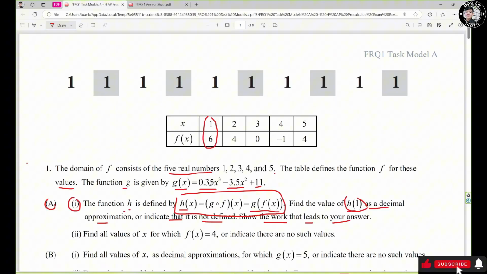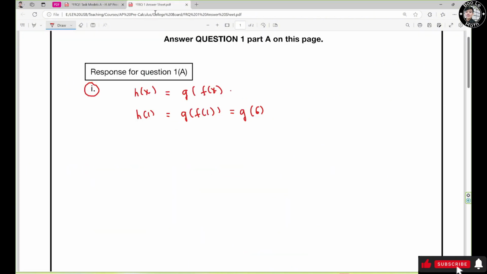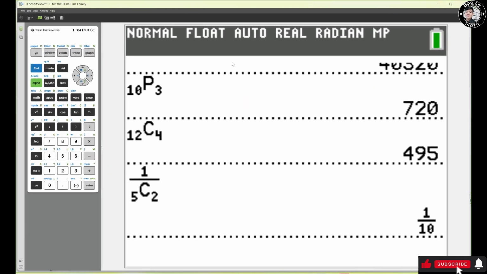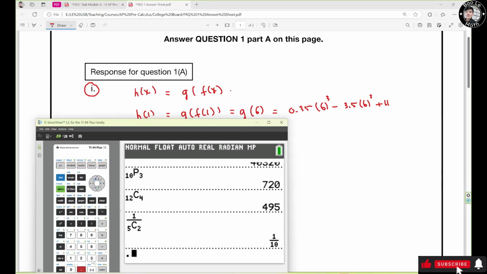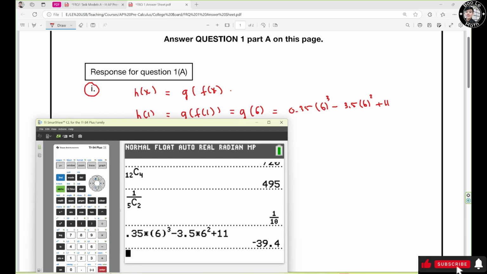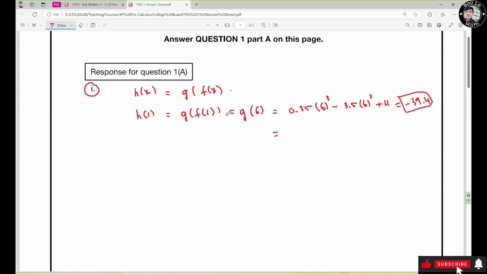Now you look at the function g right here. G of 6, it could be this function right here, right? So you're going to copy this one over here. So it's going to be, pull up the calculator. We just hit 0.35 times parentheses 6, close parentheses. Alright, so you must show your work like this to earn full credit.